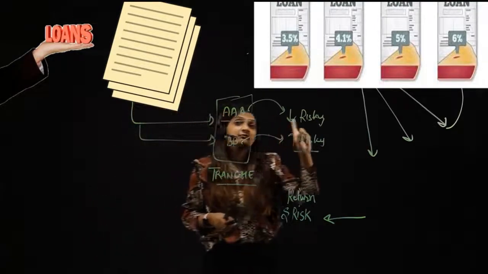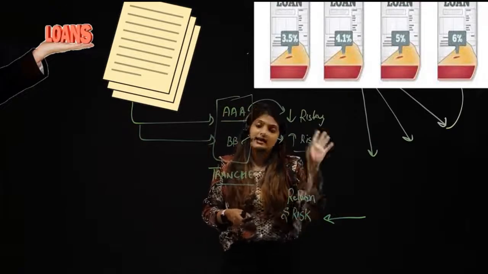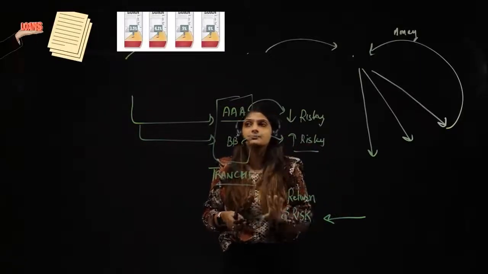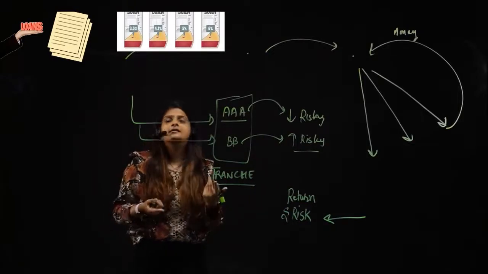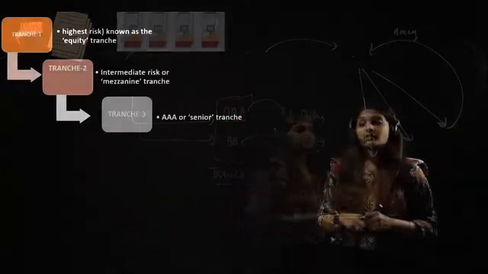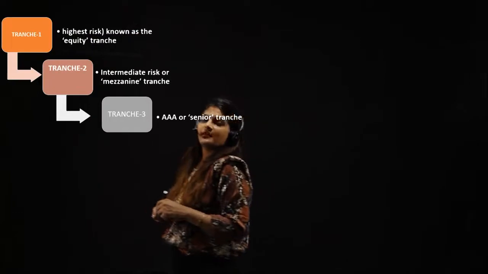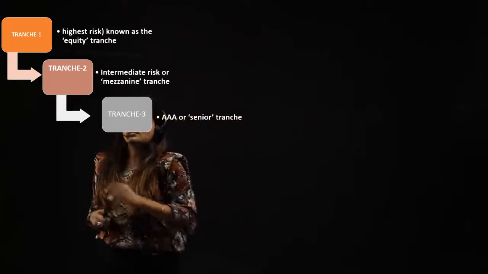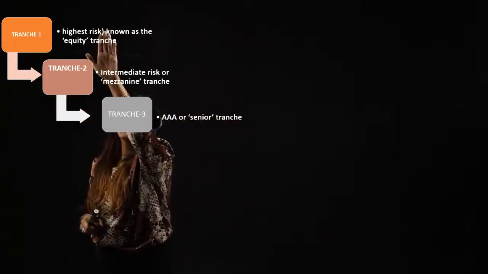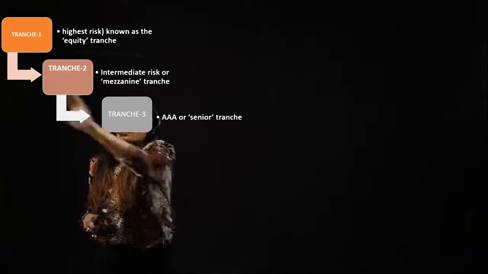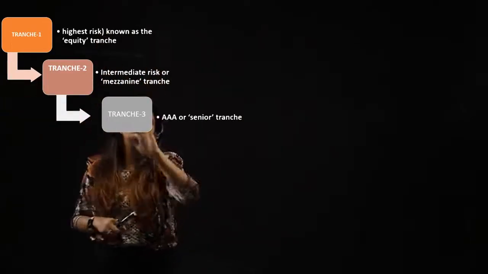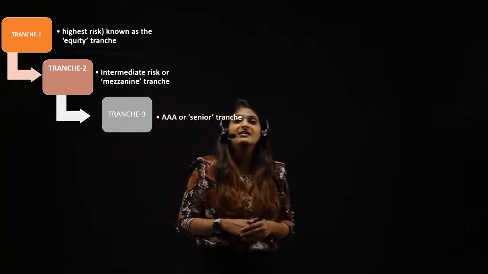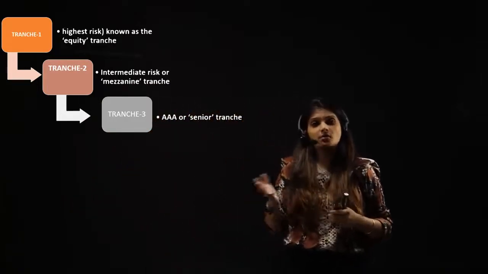Now those investors would have to assess their risk and return position, and accordingly they will decide whether they want to undertake the investment or not. The loan amount can be divided into different tranches. Tranche 1 will be the highly risky security, tranche 2 is the intermediate risk security, and tranche 3 will be the senior tranche, the very high security investment.